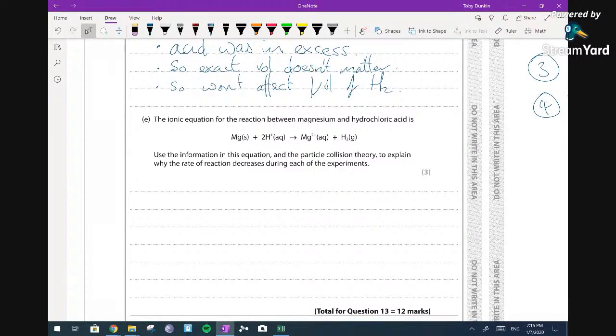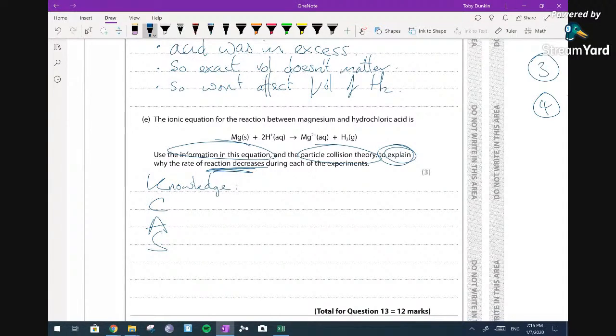Use the information in the equation and the particle collision theory to explain why the rate decreases. Right. So we are running kick-ass. That's what we know we're running. The K stands for knowledge. That's your particle theory. And then your knowledge is always regarding particle theory. Next, we need to talk about the number of collisions. Next, we need to talk about the number of particles with activation energy.